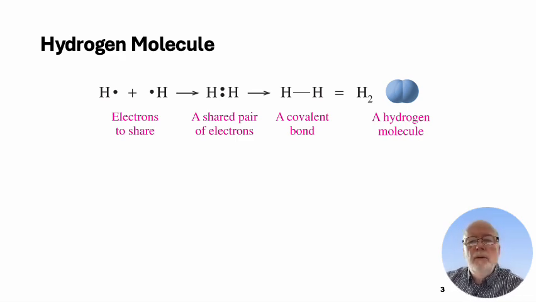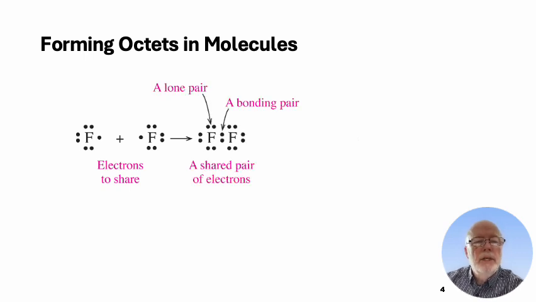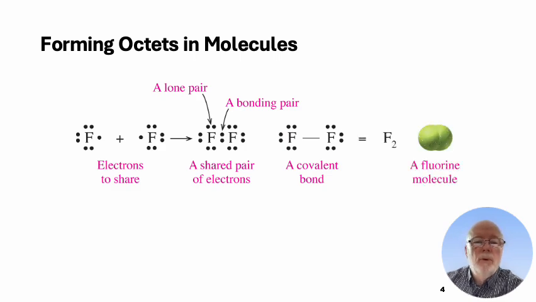Let's take a look at another one. How about a fluorine molecule? Here I have my two fluorine atoms, and I put the electron dot symbols so that the unpaired ones are facing each other. These are the ones that are going to be shared. When they share that pair of electrons, that's our bonding pair. And we have these other electrons on the valence level that are not being used in bonding, and those are called lone pairs. Right now we have 3 and 3 more, 6 lone pairs. We can replace the bonding pair with a dash, and that gives us F2, a fluorine molecule.